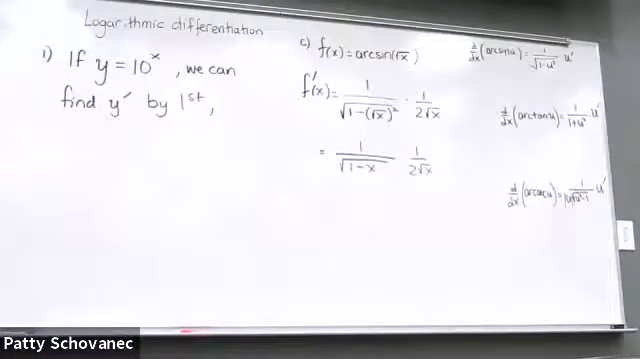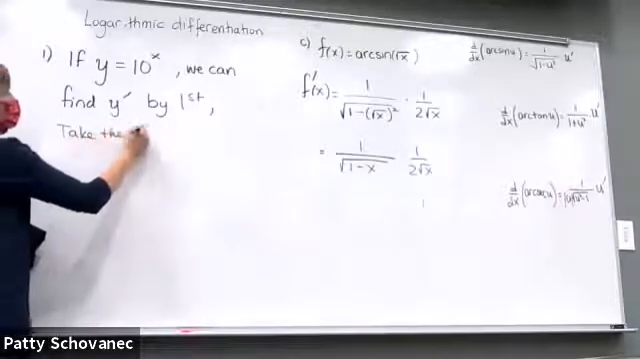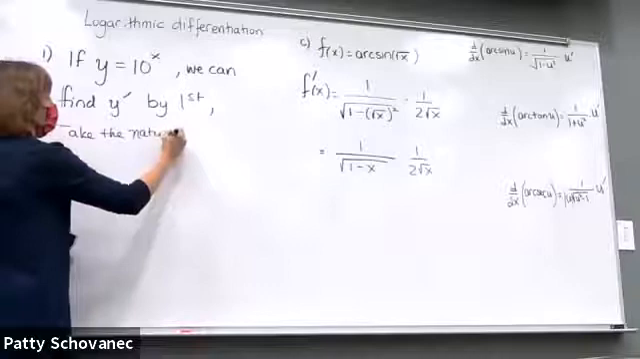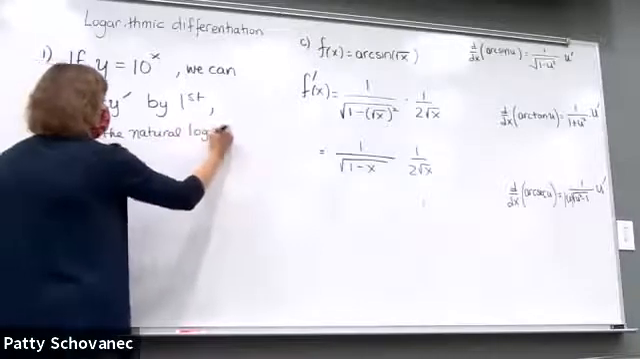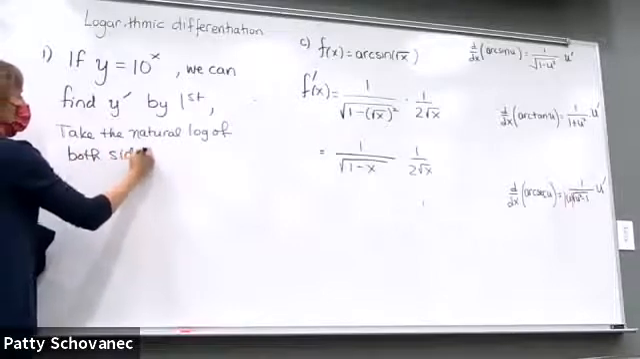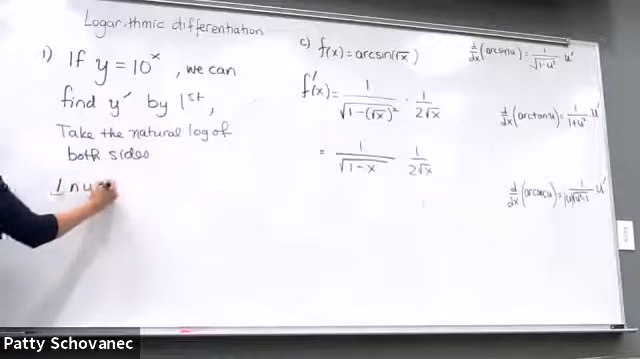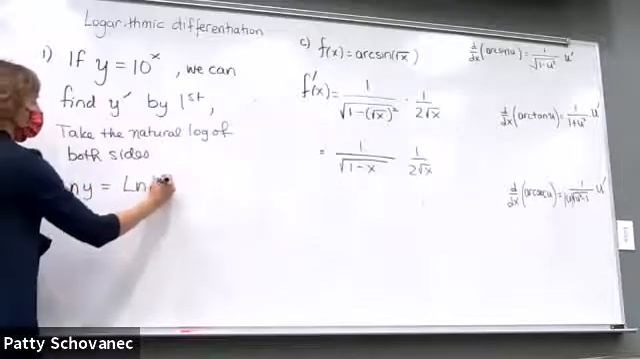If I want to find y prime for y is equal to 10 to the x, and I don't have a rule that says I bring the x down and raise the power to 1 power less. That's only true if the exponent's a number. First, we're going to take the natural log of both sides. So you take that equation and write it as the natural log of y is equal to the natural log of 10 to the x.